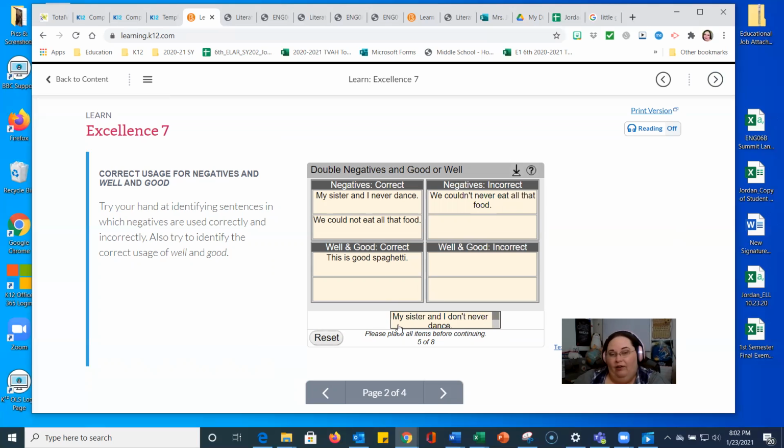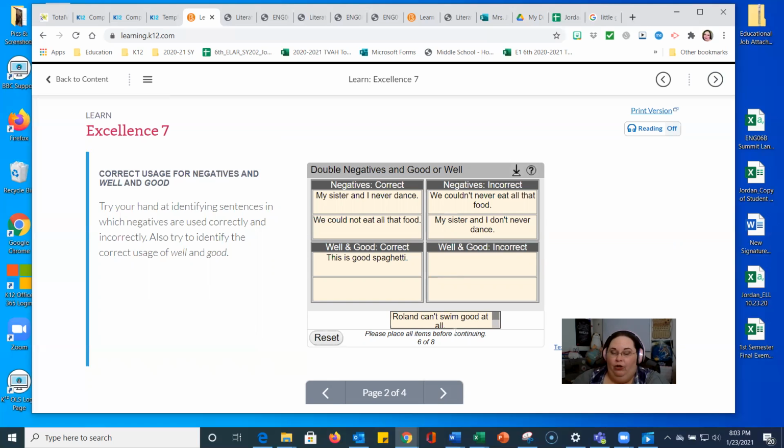My sister and I don't never dance. Again, is it one negative or two negatives? If it's two, it's incorrect. And if you chose incorrect, you're correct. We have two negatives, don't and never. My sister and I don't dance, or my sister and I never dance, but we don't say don't never dance.